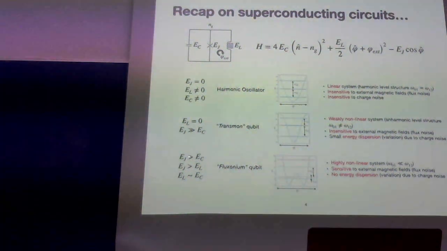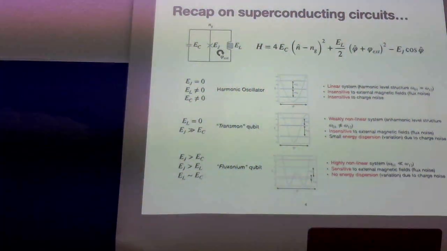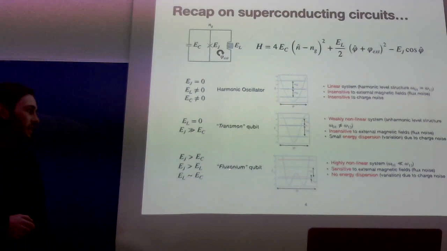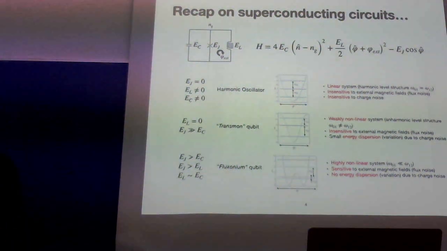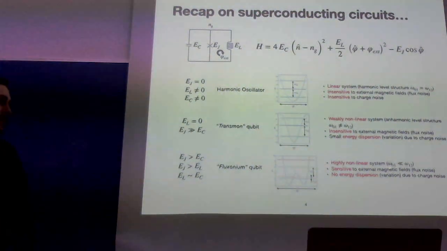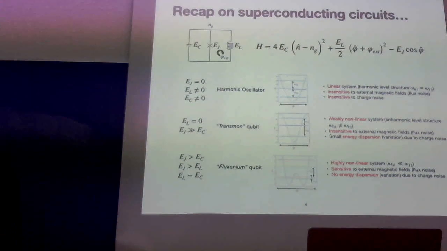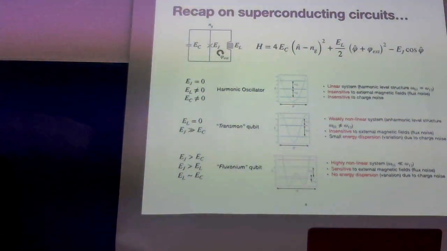So just some energy bigger than the capacitive energy and inductance energy. And this kind of device is called the Fluxonium device, which is also pretty famous. This system is highly nonlinear and is sensitive to the external magnetic field, but it has no energy dispersion due to static charge noise.